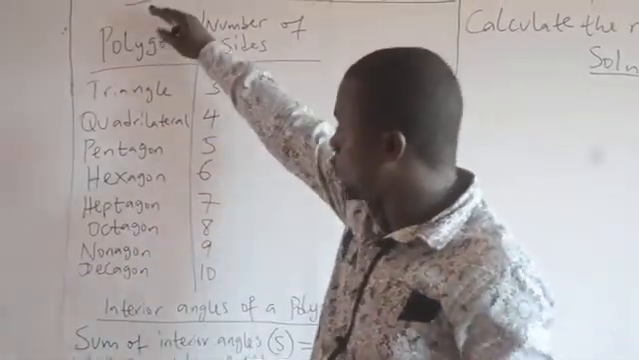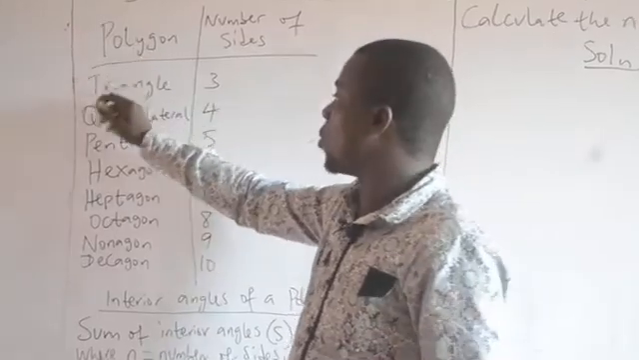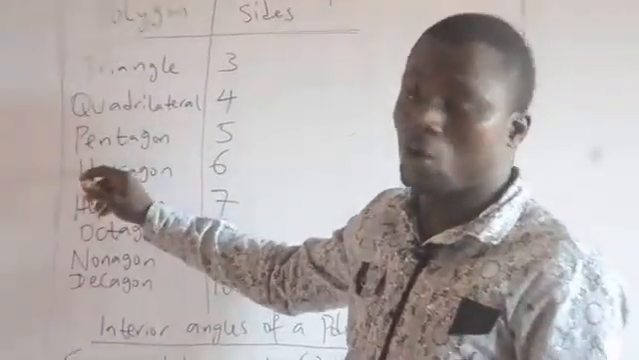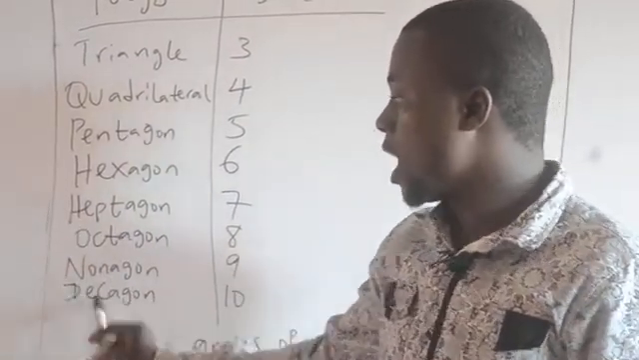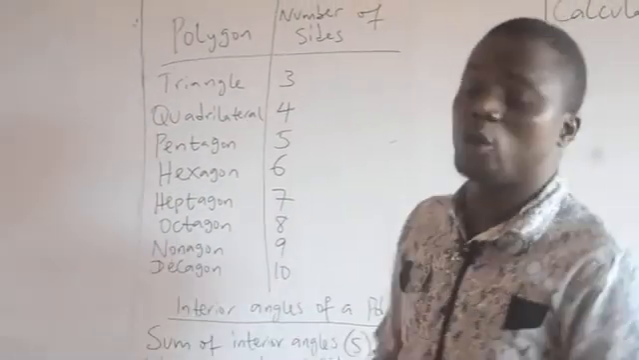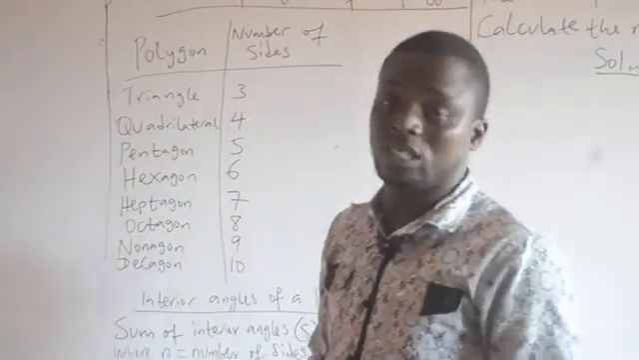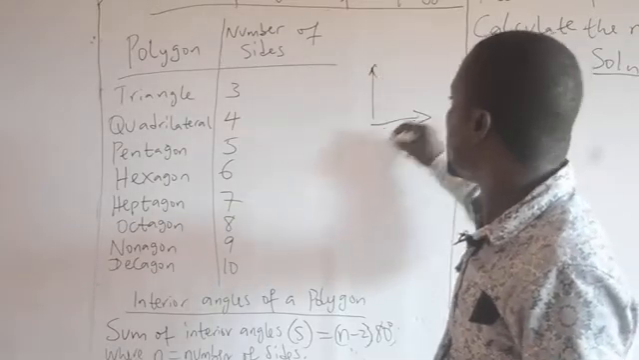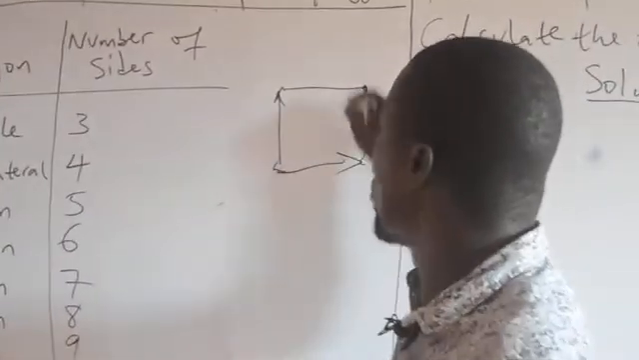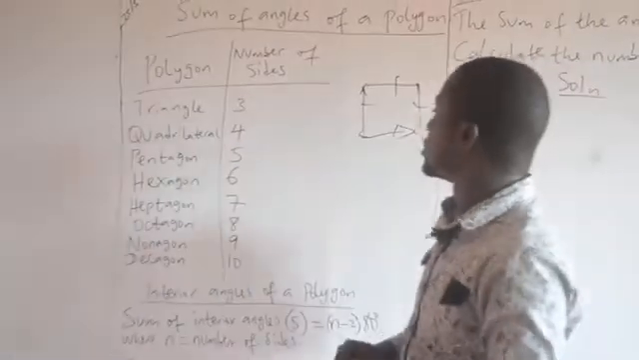Now let's look at the various polygons that we have on the board. We have polygons like triangle, quadrilateral, pentagon, hexagon, heptagon, octagon, nonagon, and decagon. Of course, I believe you were taught what a polygon is all about. It's a two-dimensional figure. For example, this is the Y and this is the X axis. By the time you close them, this becomes a polygon. And this is a polygon with four sides. We call it a quadrilateral.